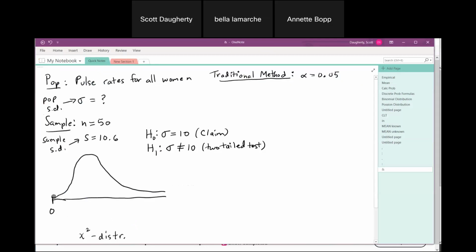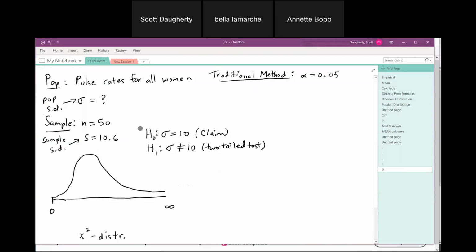And if you remember, a chi-square distribution starts off at 0 and it goes to infinity. So you can't have a negative chi-square number. And when you look at the distribution, it's not symmetric. It has no symmetry to it. Okay, so just keep that in mind. The distribution is not symmetric. It looks like this. So anyway, let's go through the traditional method now.